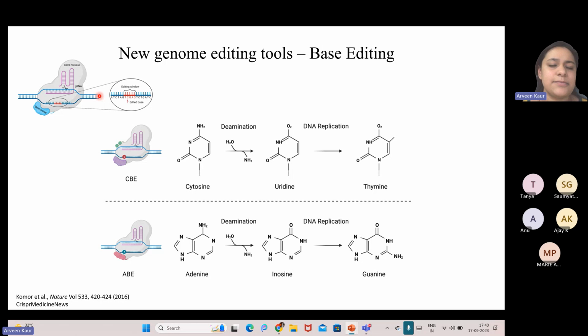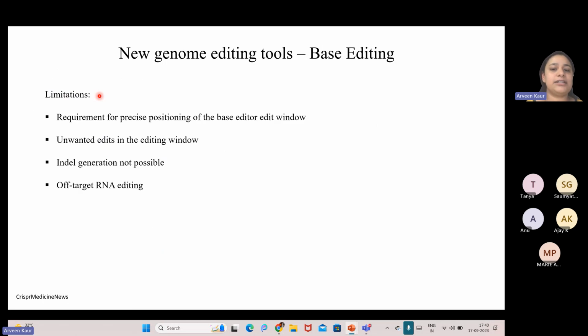Why I'm saying to some extent is because still on one strand, the nick is actually happening. In the other strand it is not happening, but in the first strand, the nick is still happening. So, although it was an improvement over the previous technology, CRISPR-Cas9, it still had some limitations. Firstly, it required precise positioning of the base editor edit window, right? The edit window had to be very precise because it was only 5 to 10 base pairs.